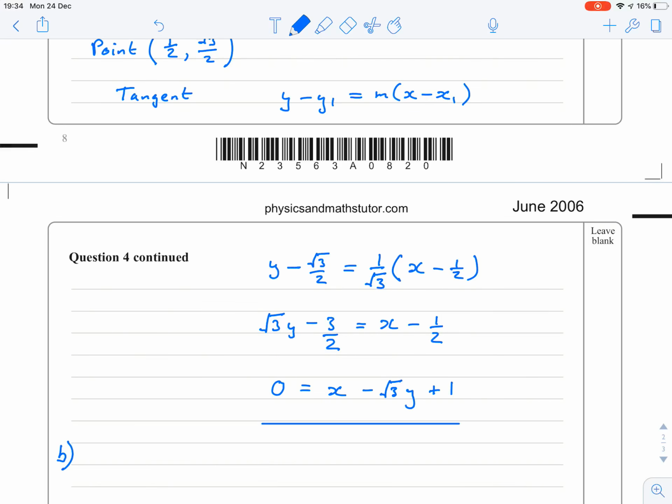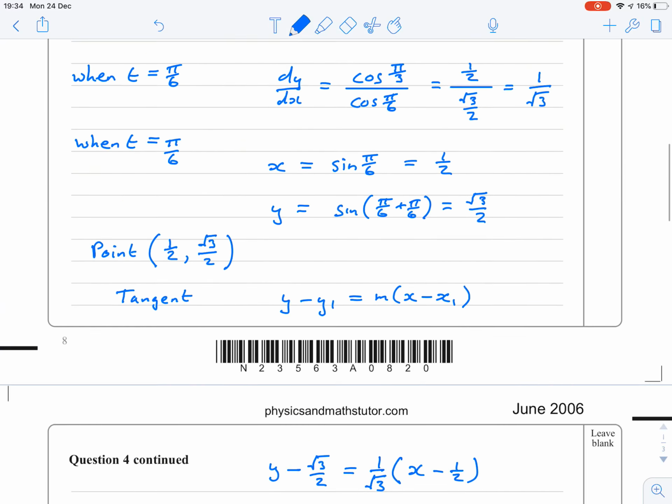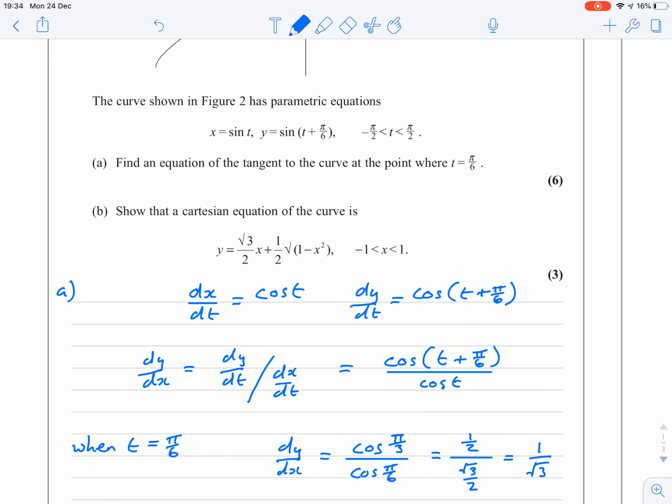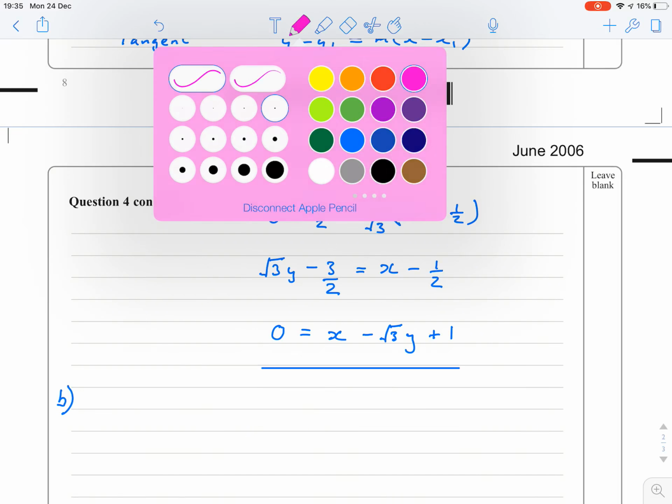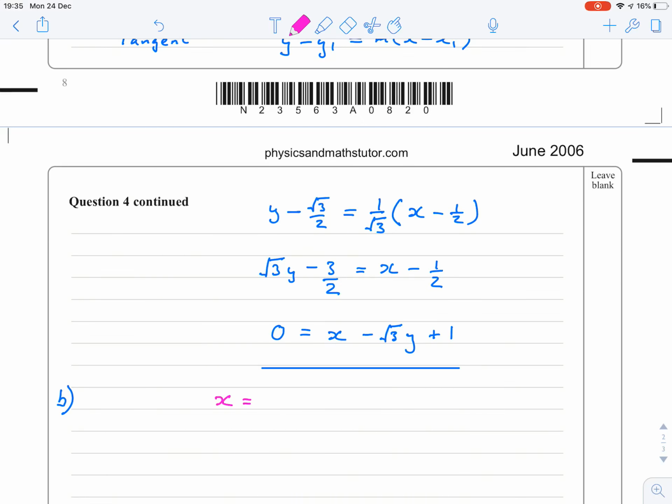Move on now to part B of the question. Show that a Cartesian equation of the curve is y equals root 3 over 2 x plus a half times the square root of 1 minus x squared. Looks quite a complicated expression. Let's go back to the original definitions of the parametric equations to start with. So we've got x equals sine t and y equals sine of (t plus pi over 6).